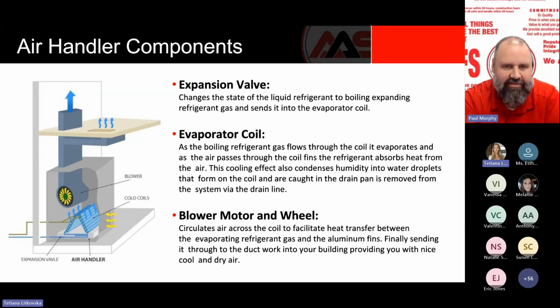So that high pressure liquid travels to the air handler, which the first thing it meets is the expansion valve. The expansion valve controls the flow of that liquid refrigerant, changing it into a low pressure gas. Then we have the evaporator coil. The evaporator coil transfers that heat from the air to the refrigerant that is evaporating inside the evaporator coil. So that low pressure gas is evaporating in the evaporator coil, pulling that heat from the air. And then the blower wheel and motor are used to facilitate the air movement across that coil and blow it throughout your ductwork, and those are the components of the air handler.